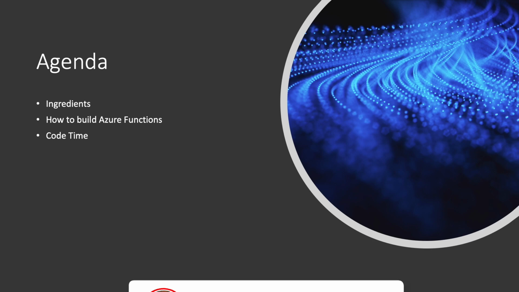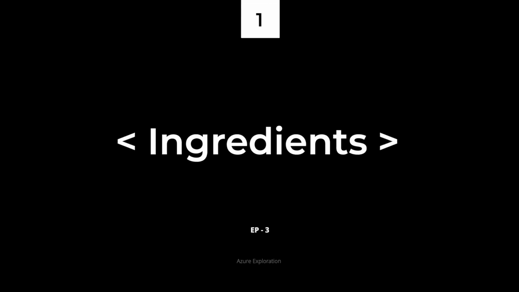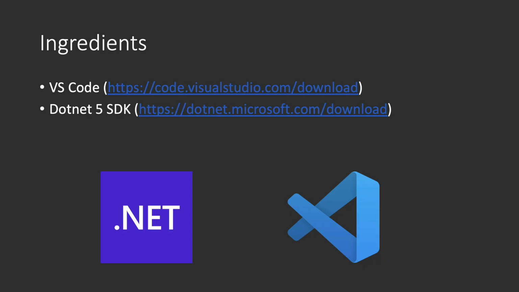Now let's get started. We're gonna now discuss the ingredients that we're gonna be needing in order for us to build an Azure function online, locally, and upload it online. And then once that's done, we're gonna actually develop our Azure function.